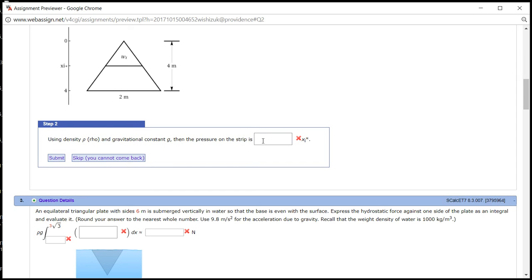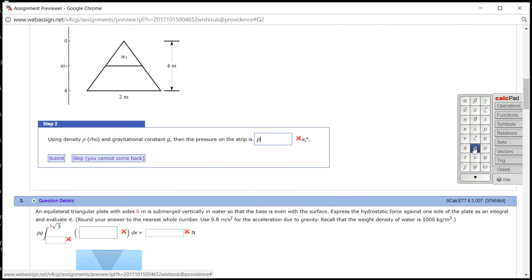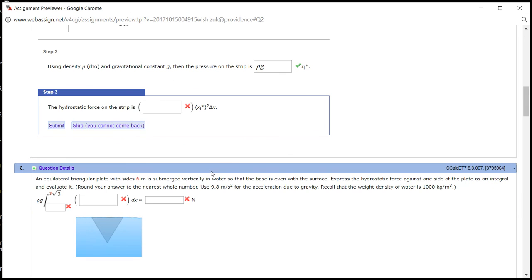So we're going to have to write rho. I have to look for the special character, I guess it's a Greek letter. And then we're going to have rho times g. All right, so I'm going to just put g there. Rho g is like the delta we used in class. So this is the weight density, and times the depth gives you the pressure at the depth xi star. So let's submit here. It came back and looks like we got step 2 correctly.